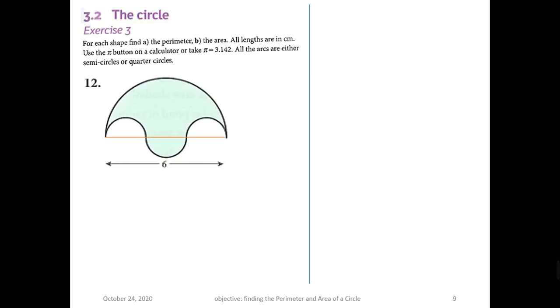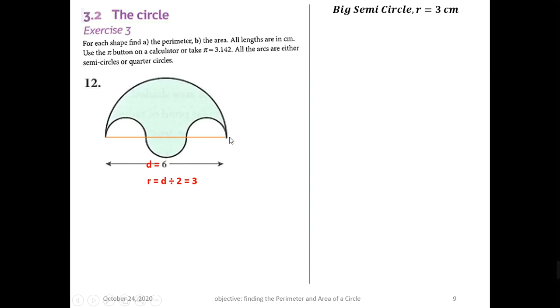So at first, let's calculate the length of the big arc in the big semicircle. As you can see here, the 6 does not represent the radius of the big semicircle, because the radius is the distance from the center of the big semicircle to the circumference. So 6 represents the diameter, which is the distance from the circumference to the circumference passing through the center of the circle. Accordingly, for the big semicircle, the radius is 3 centimeters.